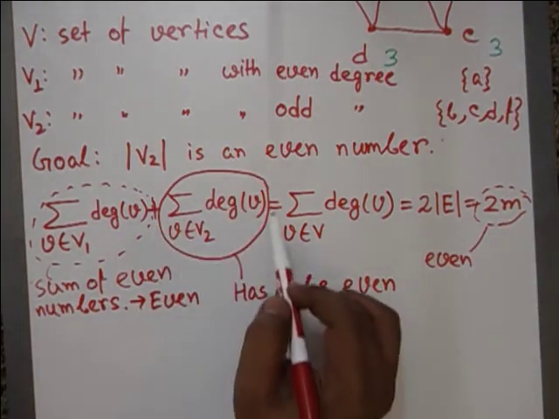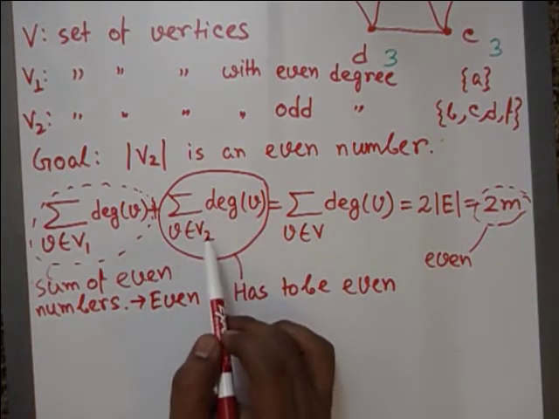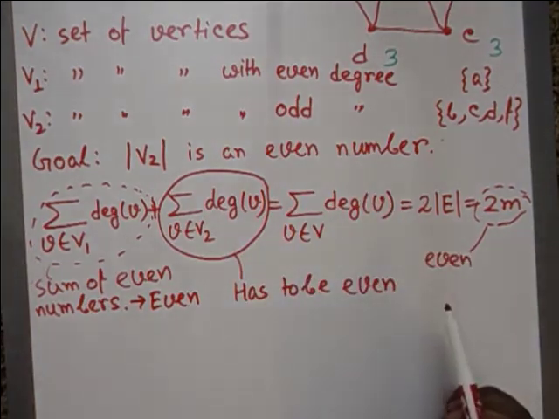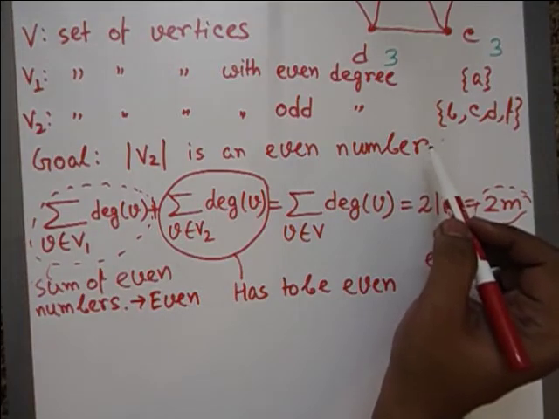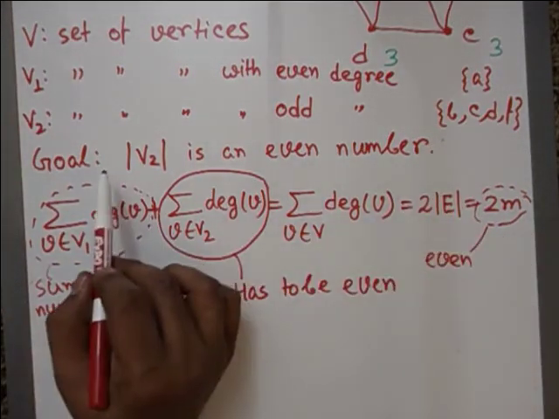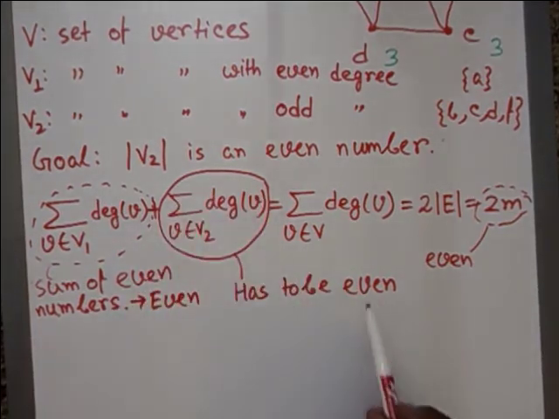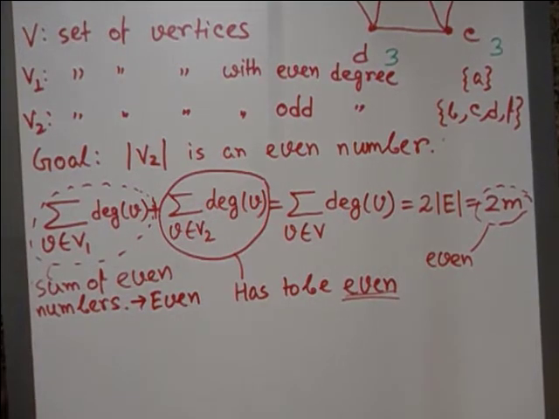So now we know that this value, the whole thing, the sum of all degrees of v, where the vertex belongs to V2, which is the set of vertices with odd degree, that sum is an even number. We still have not proved that the size of V2 is even. We just have proven that this adds up to an even number. Okay? But what is here?